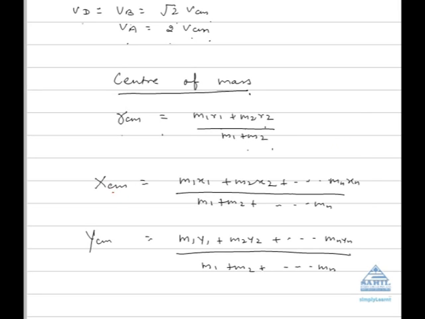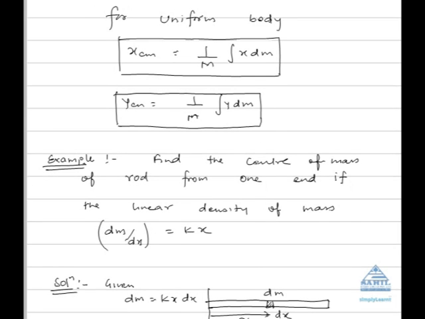Now, in Cartesian form, the position of center of mass for x coordinate and y coordinate is given by the equations: for x, m1 x1 plus m2 x2 up to mn xn divided by m1 plus m2 up to mn, and for y coordinate, m1 y1 plus m2 y2 up to mn yn divided by m1 plus m2 up to mn. For a uniform body, the x coordinate of center of mass is determined by the equation 1 upon m integration of x dm, and y center of mass is determined by 1 upon m integration of y into dm.